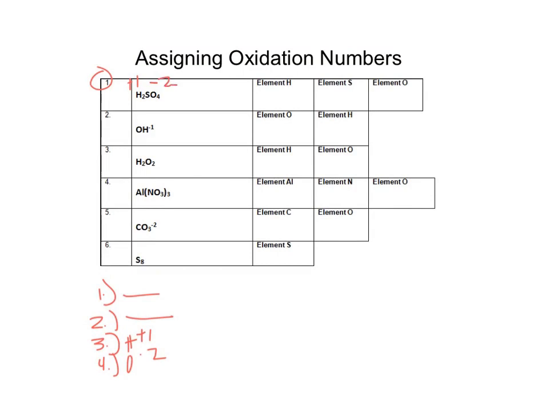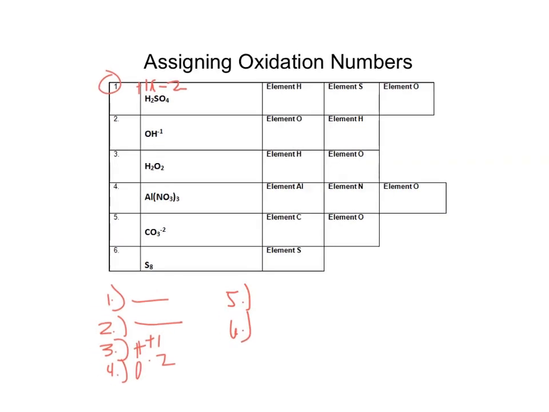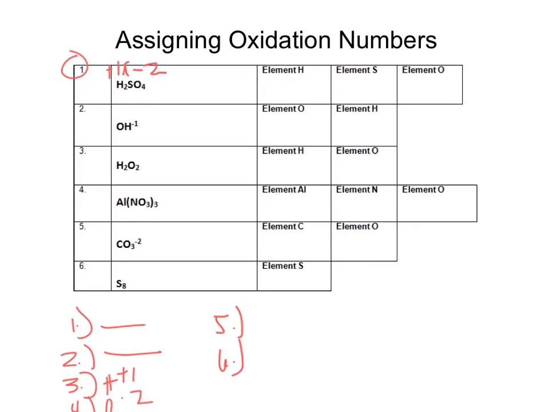And so even though sulfur is listed on this, if we were to keep going on our rules, you assign everything until there is one unknown charge. So sulfur is going to be our unknown charge. Okay, so that looks a little messy.